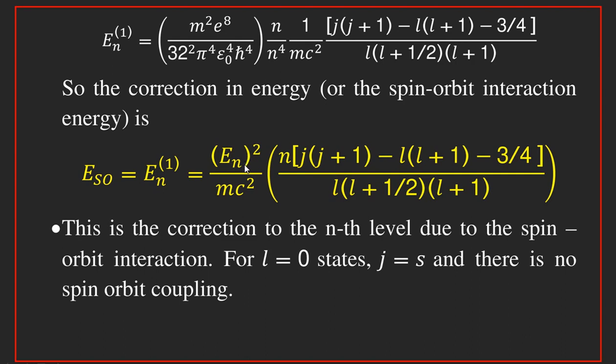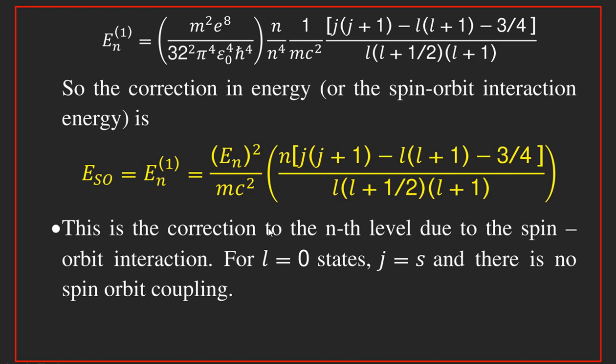It is equal to En square, that is the nth energy level of the unperturbed hydrogen atom, divided by mc square, and there is one n here, n into j plus 1 minus l into l plus 1 minus 3 by 4, divided by l into l plus half into l plus 1. So this is the correction to the nth level due to the spin orbit interaction.